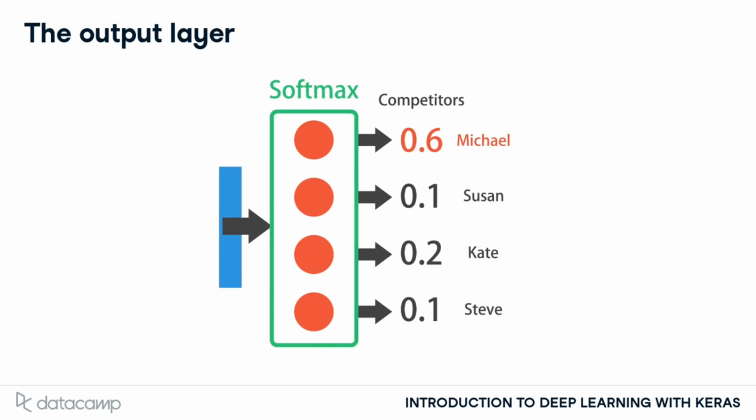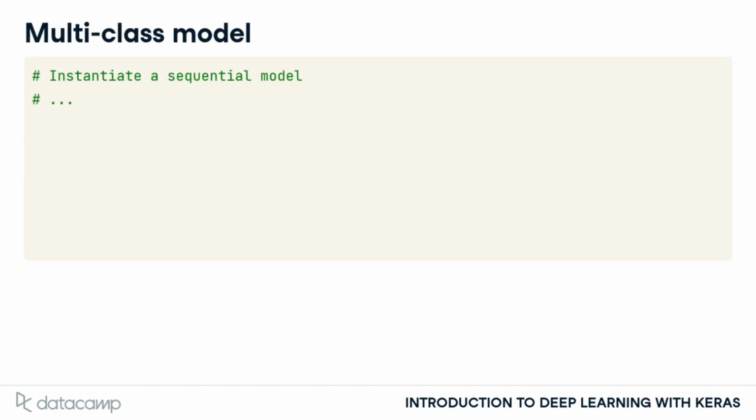Each competitor has a probability of having thrown a given dart, so we must make sure that the total sum of probabilities for the output neurons equals 1. We achieve this with the Softmax activation function. Once we have a probability per output neuron, we then choose as our prediction the competitor whose associated output has the highest probability.